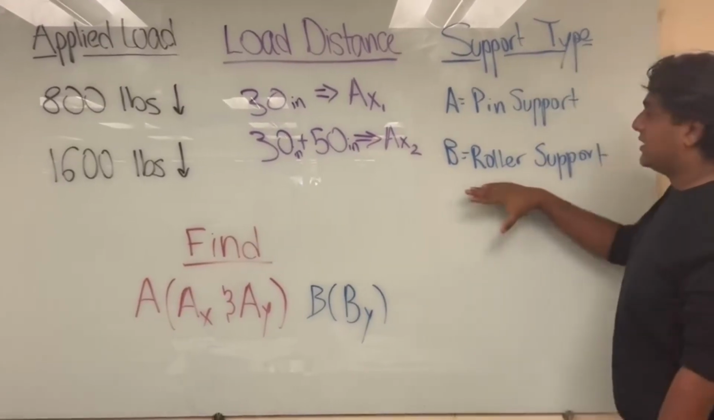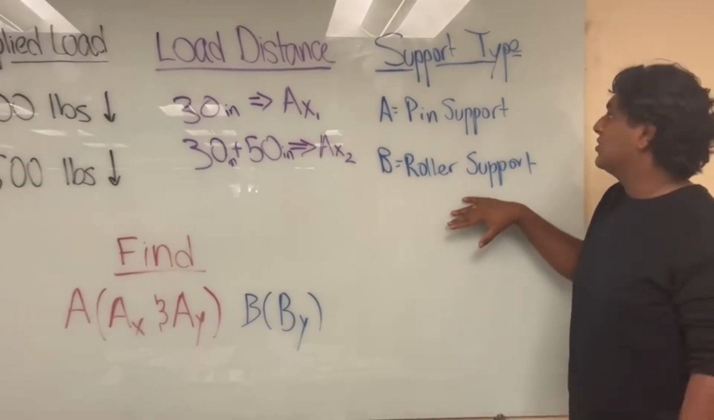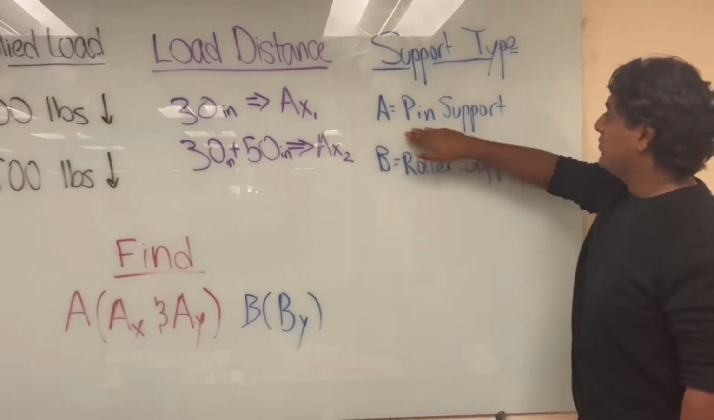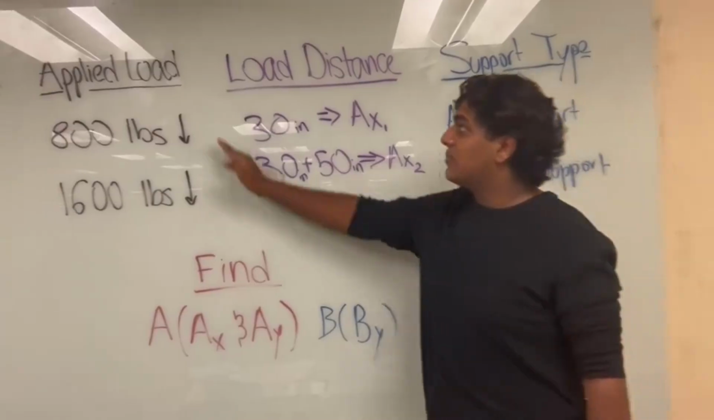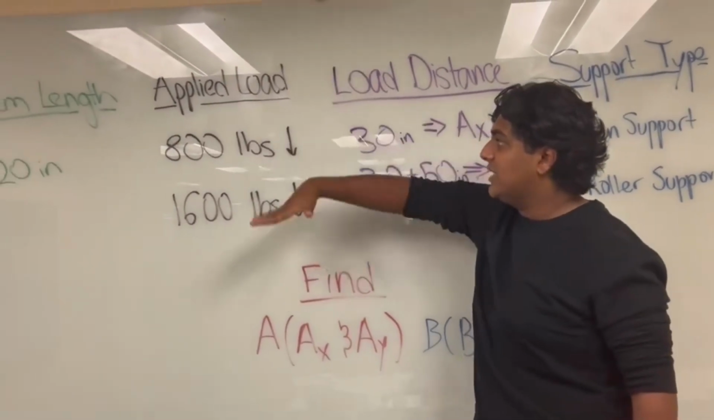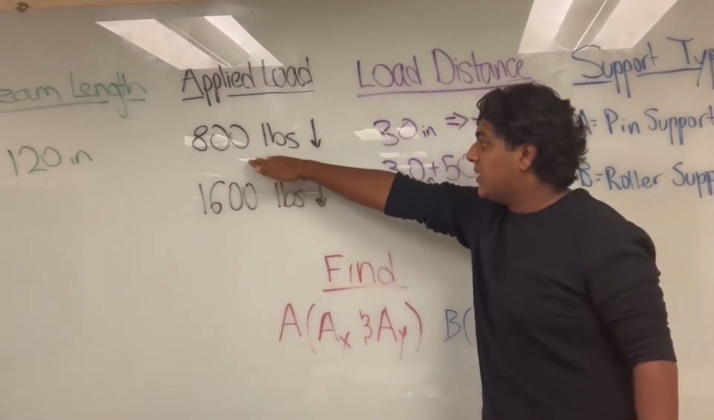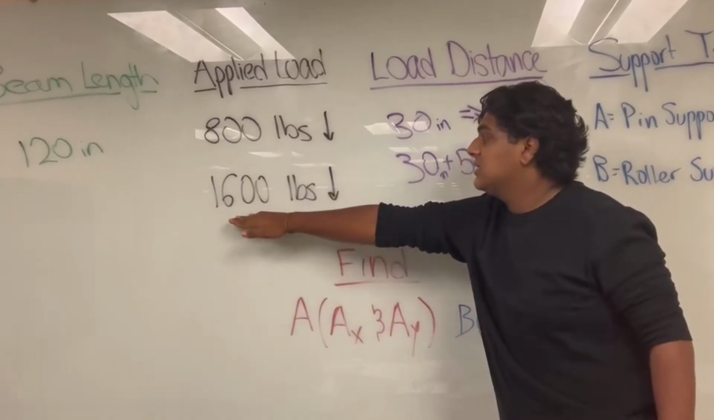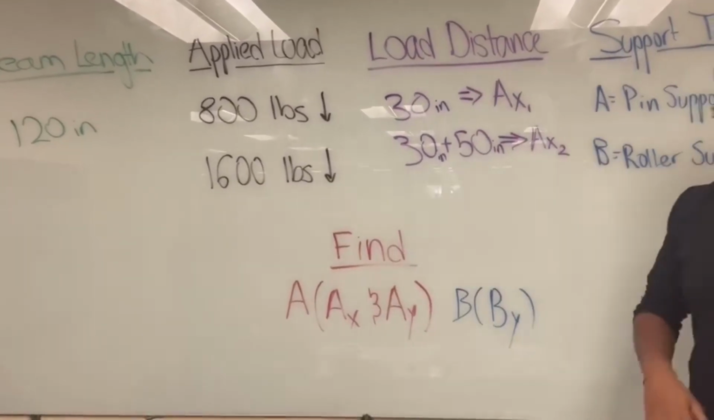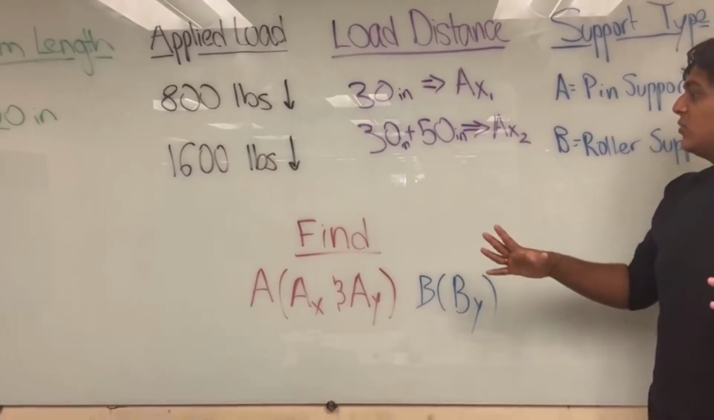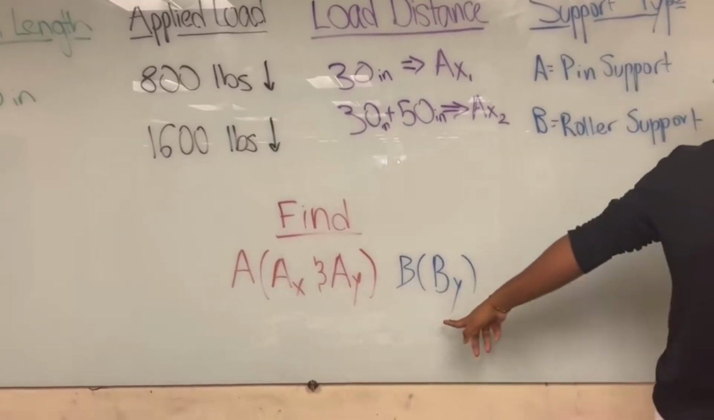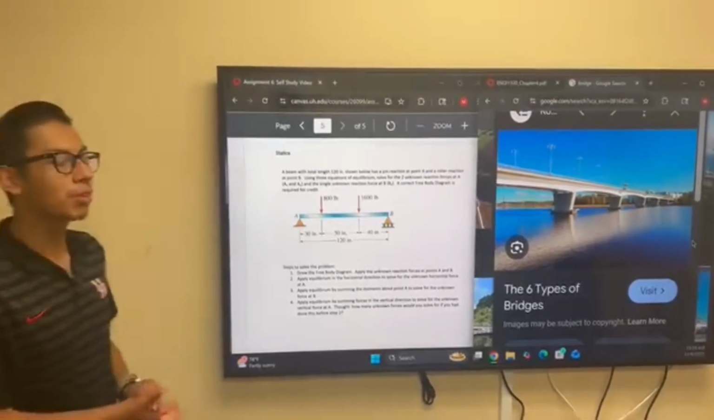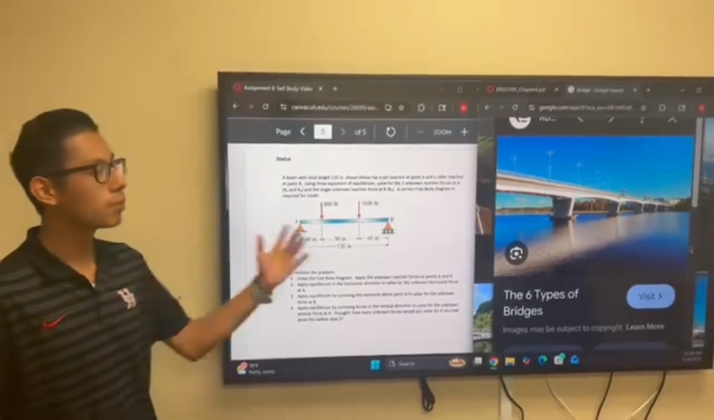Next we have our support types, which will help us find out how we're going to use our equations. For A, we're using a pin support, and for B, a roller support. And then our applied loads, which tell us how much weight is being added to the beam, are 800 pounds and 1,600 pounds as well. At the end, after we solve the problem, we'll be finding Ax and Ay as well as By. Coming up next is a real world connection of our problem with real life.